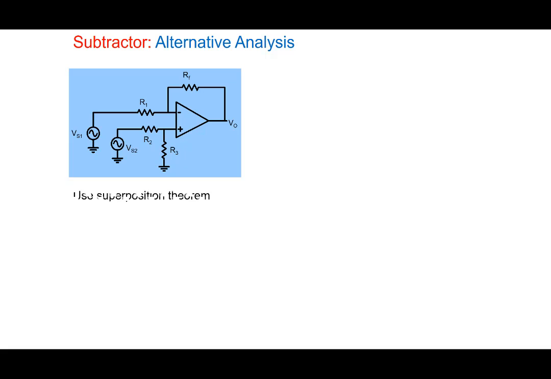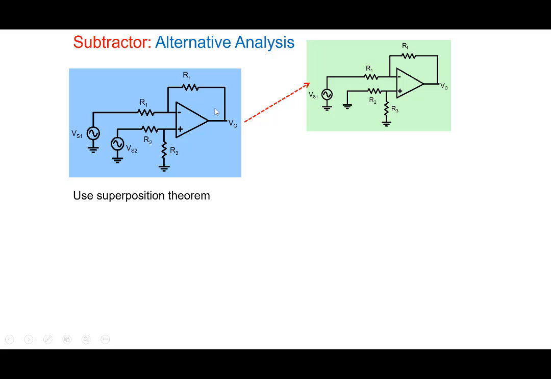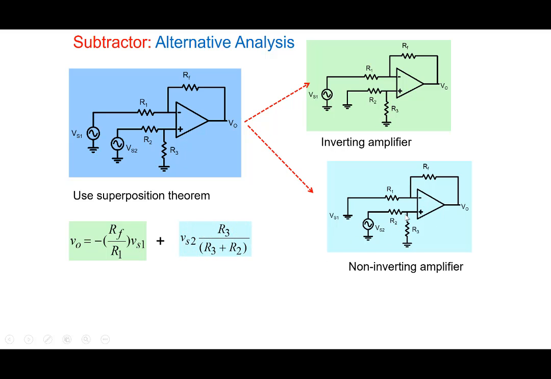By the way, we can also do an alternative analysis using superposition. So you calculate first due to VS1 by removing VS2. Then you calculate due to VS2. And here you use the fact that this is like an inverting amplifier. Note that R2 parallel R3, no current flows here, so effectively this node is ground. Now in this case, this acts as a non-inverting amplifier. Inverting amplifier here, so you use this relationship. Non-inverting amplifier, so you use the relationship for non-inverting amplifier by calculating first the voltage here.